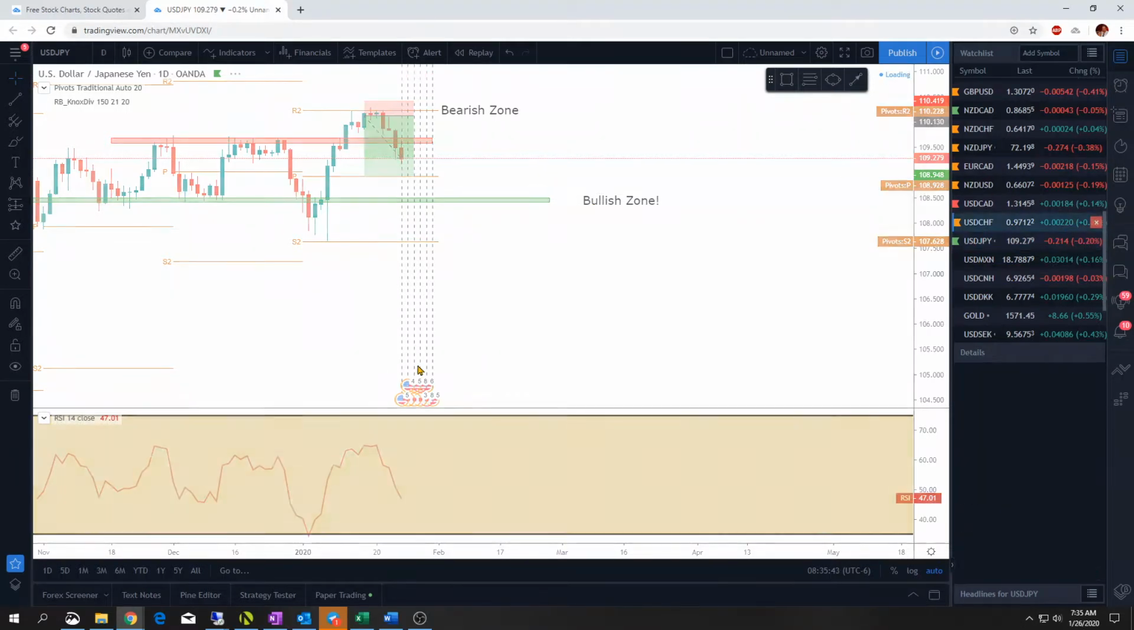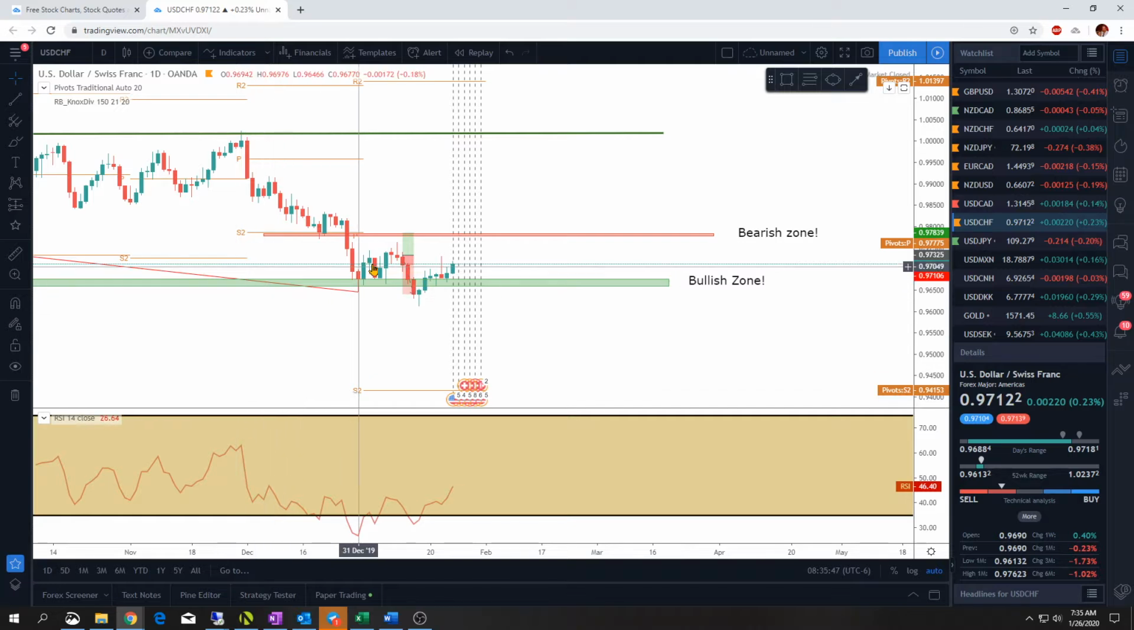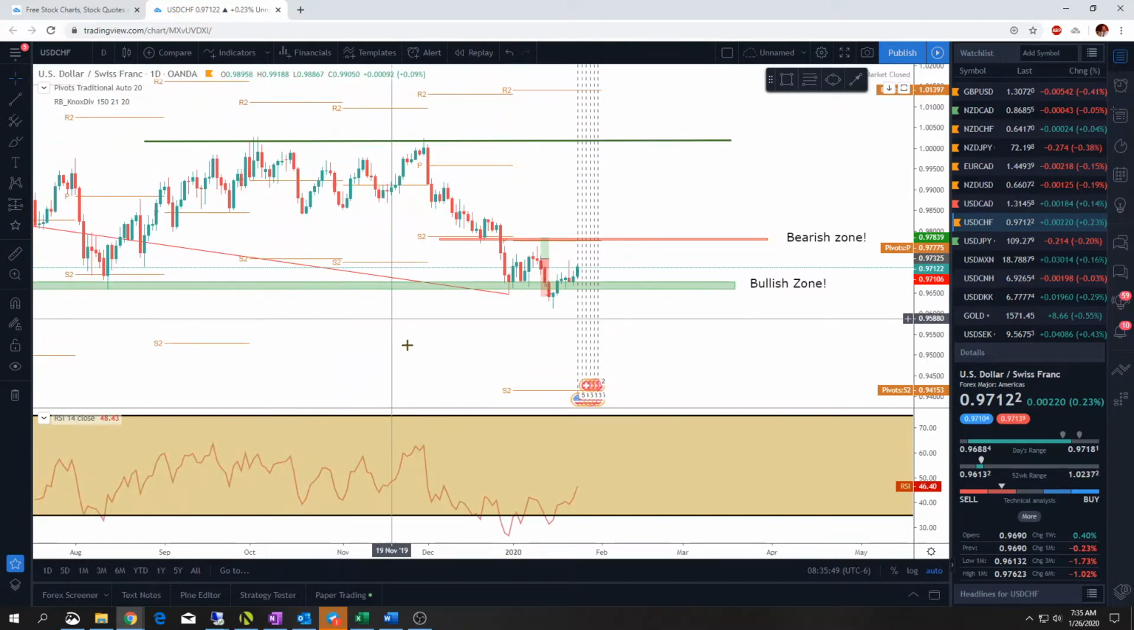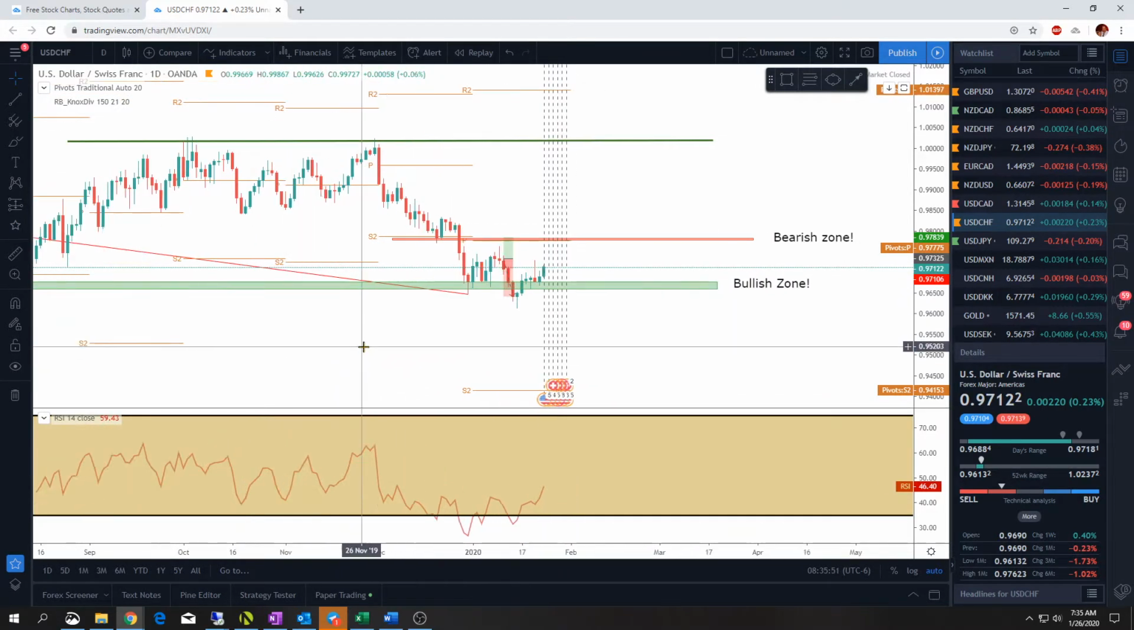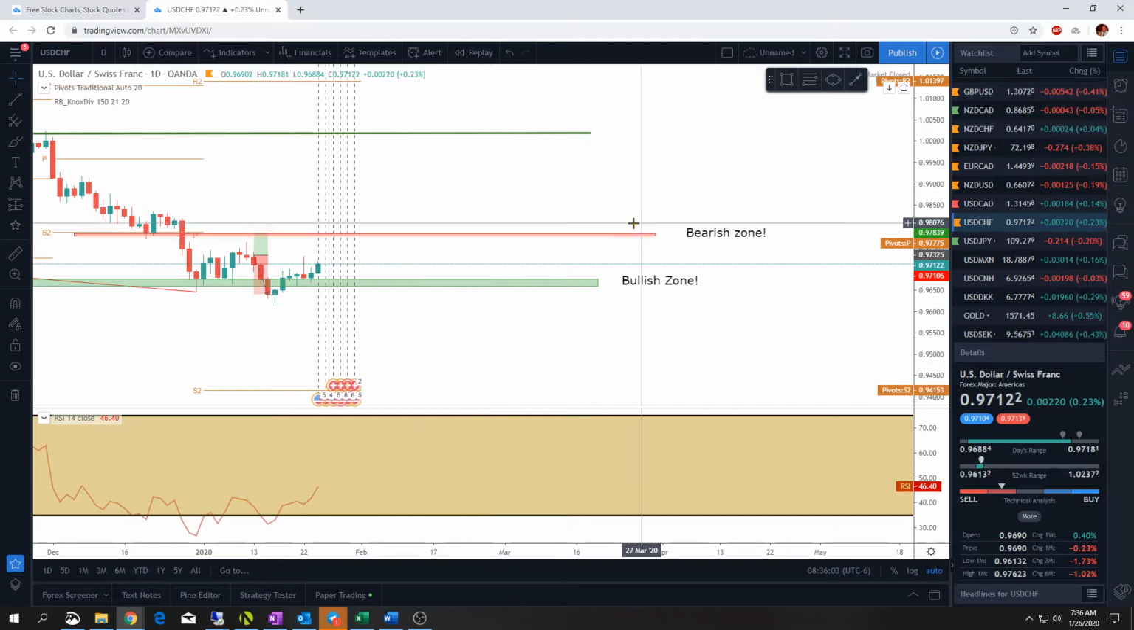All right, so let's go to US dollar, Swiss franc. You can see we took a trade on this pair. It did not go well. We are in heavy drawdown on it, but it's starting to come back. And I still have this profit target up here where we have this bearish retest.